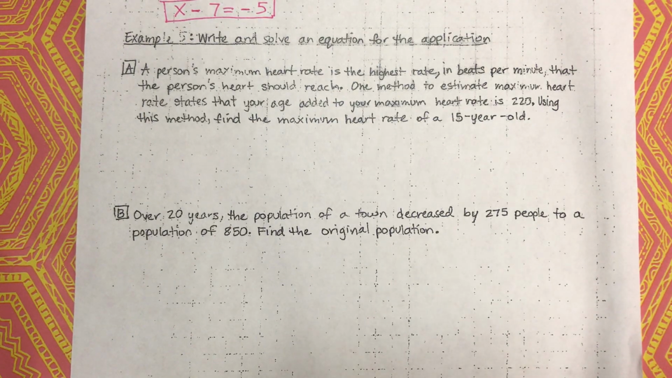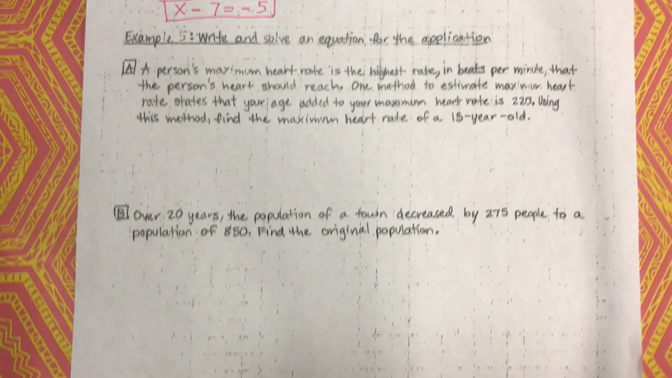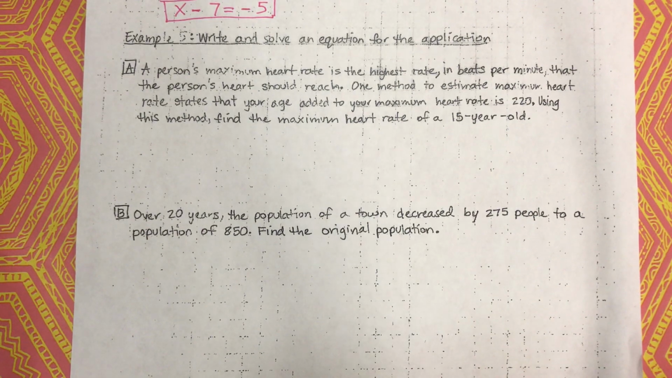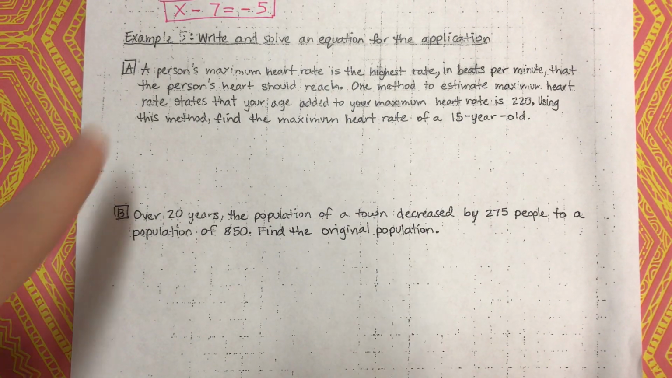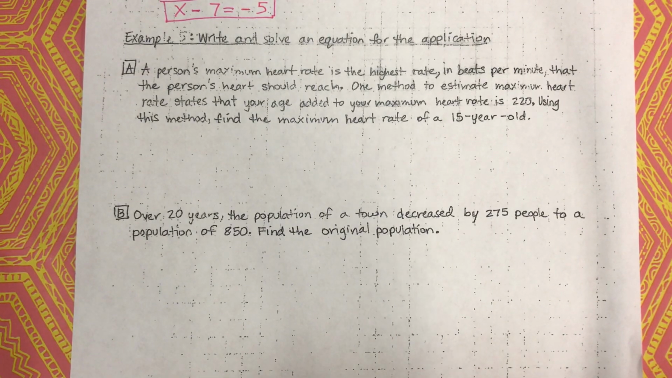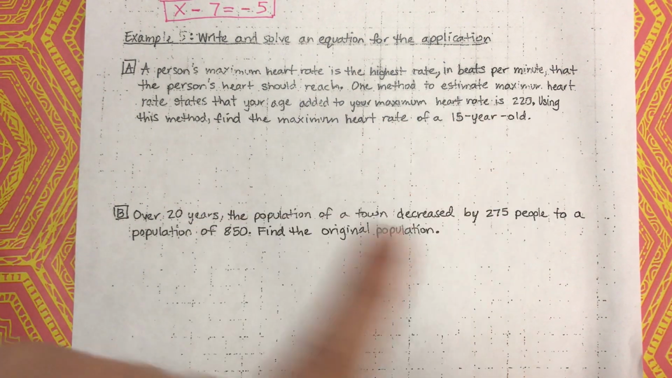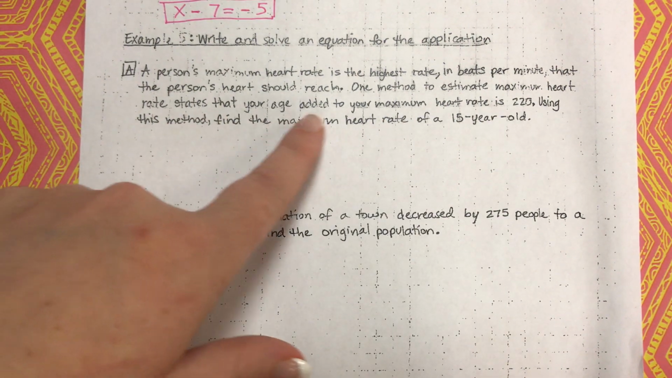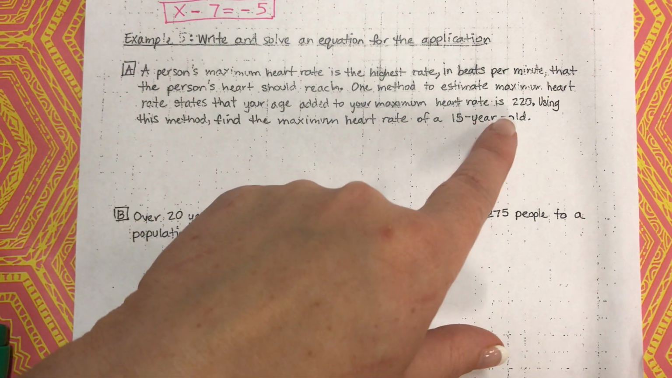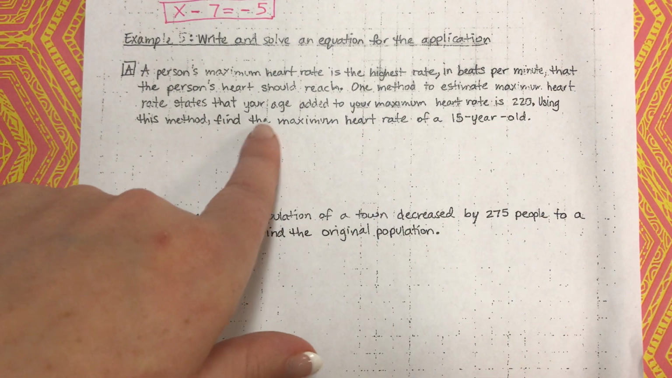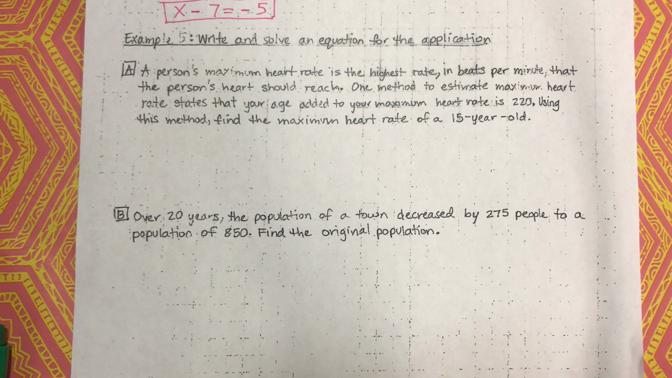Hello, hello. We are back with example 5 where we are going to be writing and solving an equation for the application. So this first question says a person's maximum heart rate is the highest in beats per minute that the person's heart should reach. One method to estimate maximum heart rate states that your age added to your maximum heart rate is 220. Using this method, find the maximum heart rate of a 15-year-old.